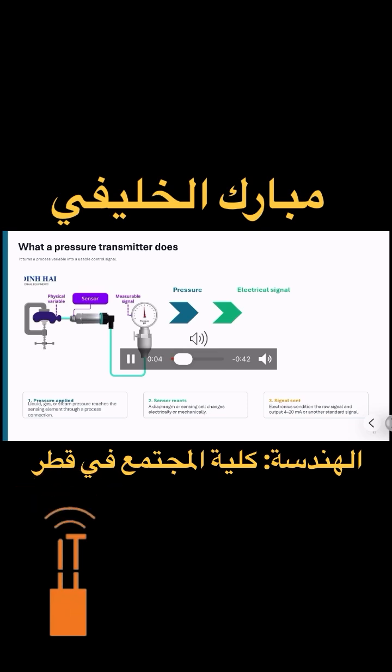What a pressure transmitter does. A pressure transmitter converts pressure into a useful electrical signal. First, the pressure from a liquid, gas or steam enters the transmitter through the process connection. Then the sensing element inside the transmitter reacts to this pressure. This reaction may be mechanical or electrical. After that, the electronics inside the transmitter process the signal and send it to a PLC or a control system. Usually the output signal is 4 to 20 milliamps.